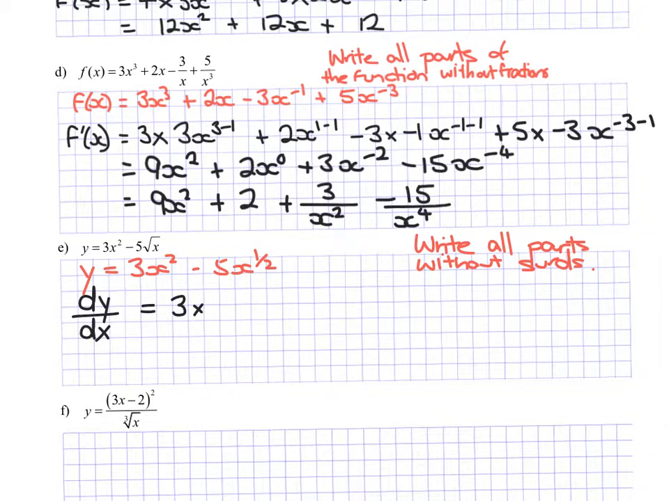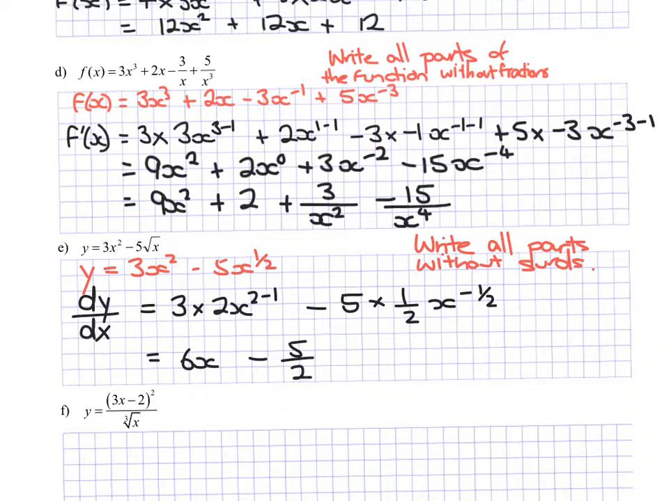Multiply out the front, multiply down, subtract 1. Now you might be able to do it in fewer steps than this, and that's perfectly fine. Multiply out the front, multiply down, subtract 1. So dy on dx will be 6x to the 1, which equals 6x, take 5 on 2 x to the negative a half. Because I did a half, take 1 up there.